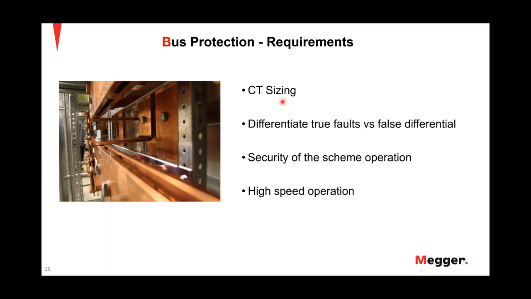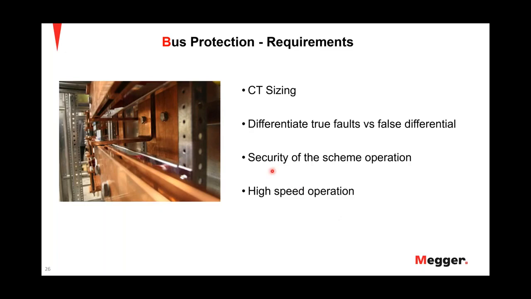And no matter what, the bus protection scheme should be able to differentiate between true faults and false differential current. By false differential current, what I mean is that these types of currents can be caused by CT saturation, which happens because of an external fault. That is why we call it false differential, because we just established the fact that when there is an external fault, we don't want the relay to trip. There is a difference, but it's not the true differential current.